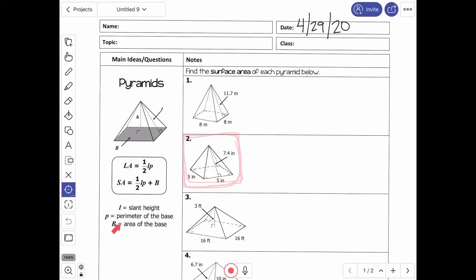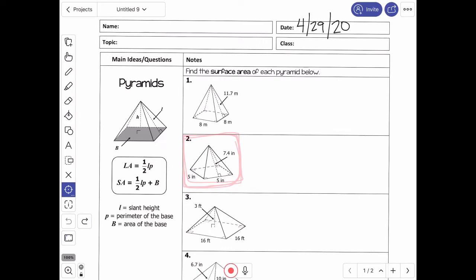P is still standing for the perimeter of the bases, and then uppercase B is standing for the area of the base, just like it was in the last video. Okay, so the only difference is this L is standing for slant height, and that's going to be true for not only pyramids, but also in cones. So we'll get a lot of practice with that.